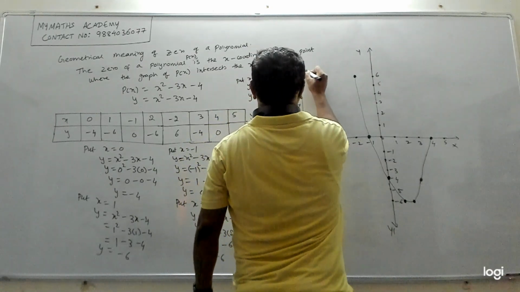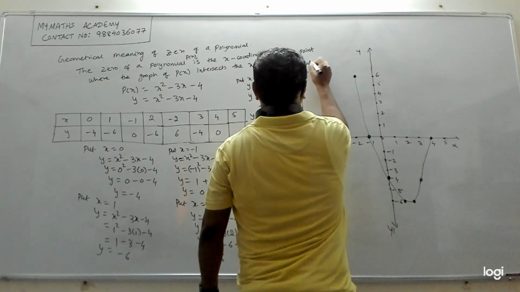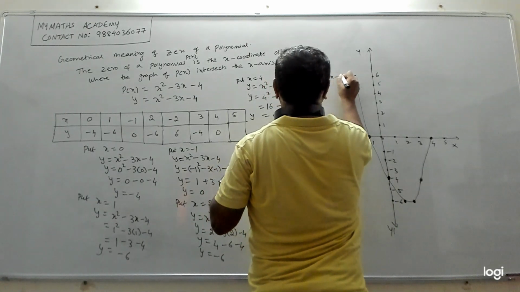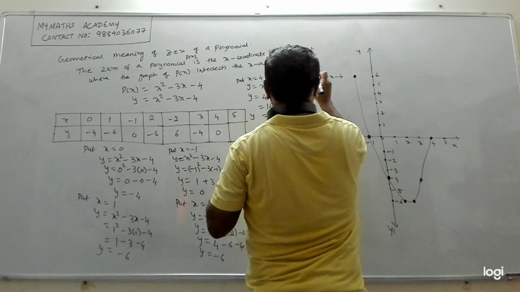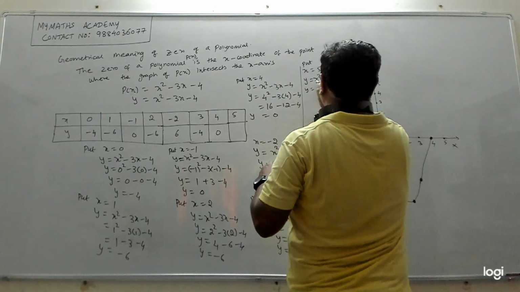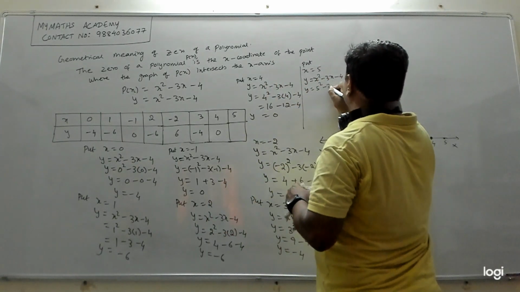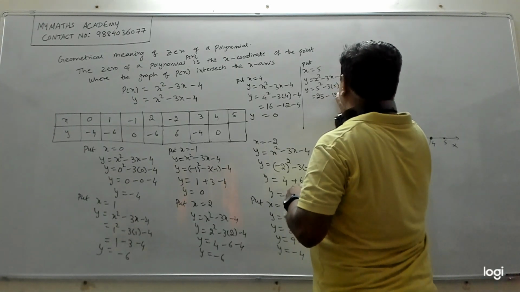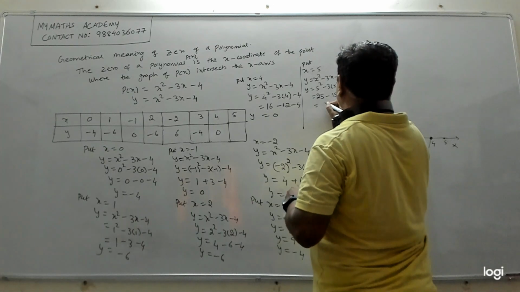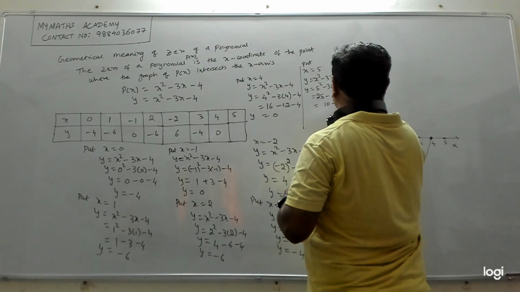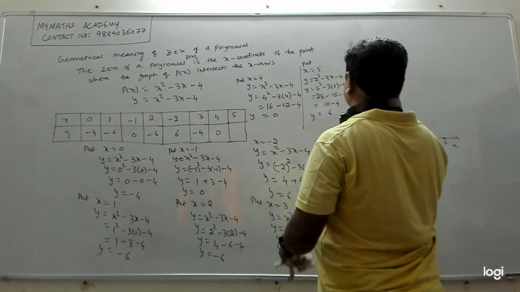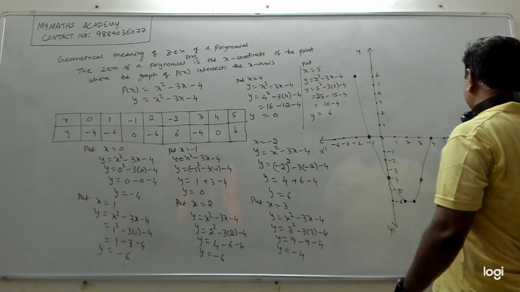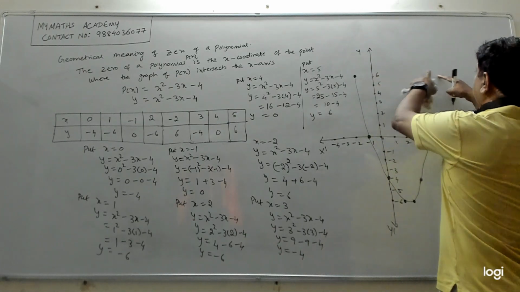Now when x is 5, put x is 5. So y equal to x square minus 3x minus 4. So 5 square minus 3 into 5 minus 4. So 5 square is 25 minus 15 minus 4. 25 minus 15 is 10. 10 minus 4 is 6. So y becomes 6 when x is 5. So we have to plot the point 5 comma 6. 5 is here, 6 is here. So it will come here.